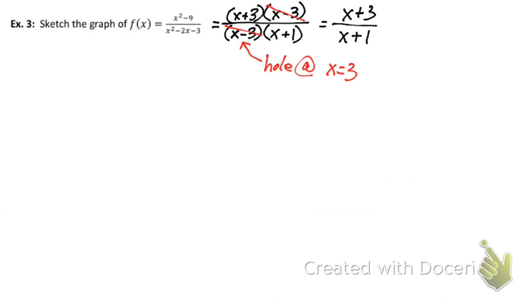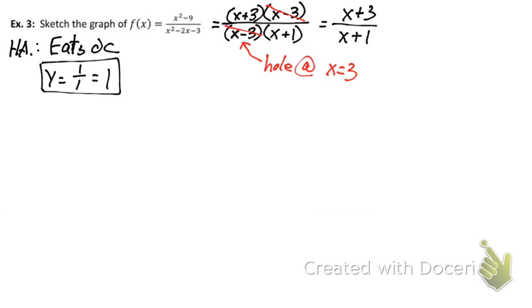All right, we can use that to come up with our horizontal asymptote. Our powers are the same. It's x over x, so that's EATS DC. EATS DC says divide the leading coefficients. We have a 1 and a 1. So EATS DC gives me that y equals 1 over 1, which just equals 1. Y equals 1 is my horizontal. Our vertical asymptote is just going to be that x plus 1 equals 0. So x equals negative 1.